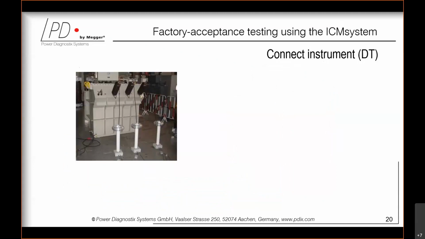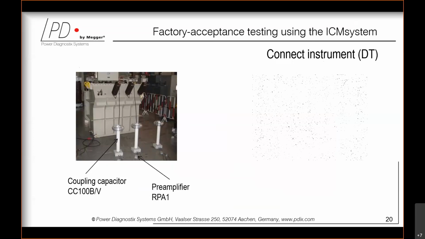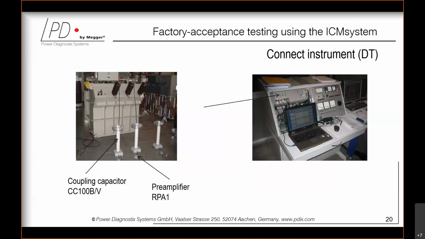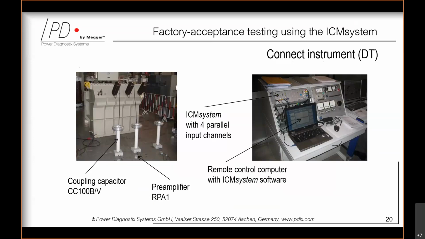If you don't have test taps on your power transformer, like on a distribution transformer, which is the same as we will do in the demonstration that I will give you in a few minutes, you can connect the instrument using coupling capacitors. In this picture, we see the coupling capacitor type CC100B/V, which is a 100 kV coupling capacitor. This is also connected via preamplifiers to our instrument. Here, for example, we have an ICM system with 4 parallel input channels, and we build up a remote control connection to our computer system with the ICM system software.